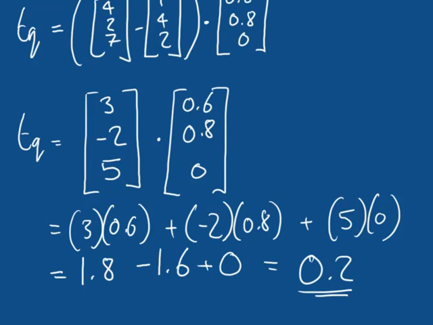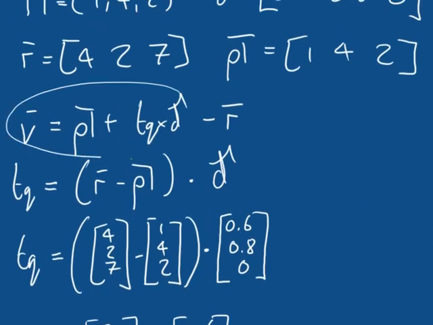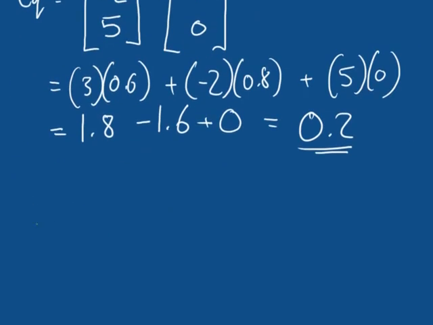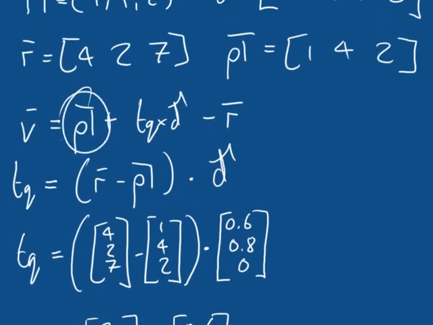Now that we have that, we can put this back into our equation for V. So we know that V is equal to P1, which is given by the vector 1, 4, 2.